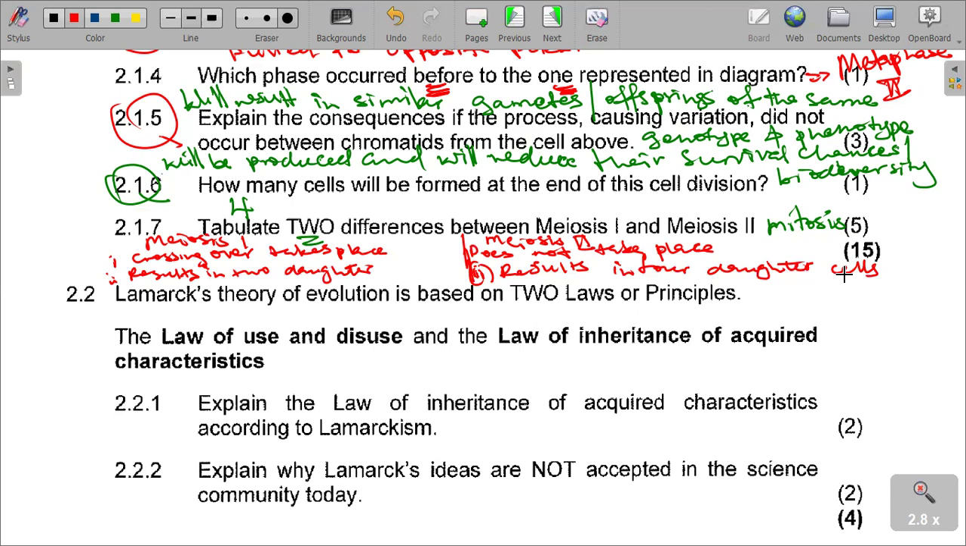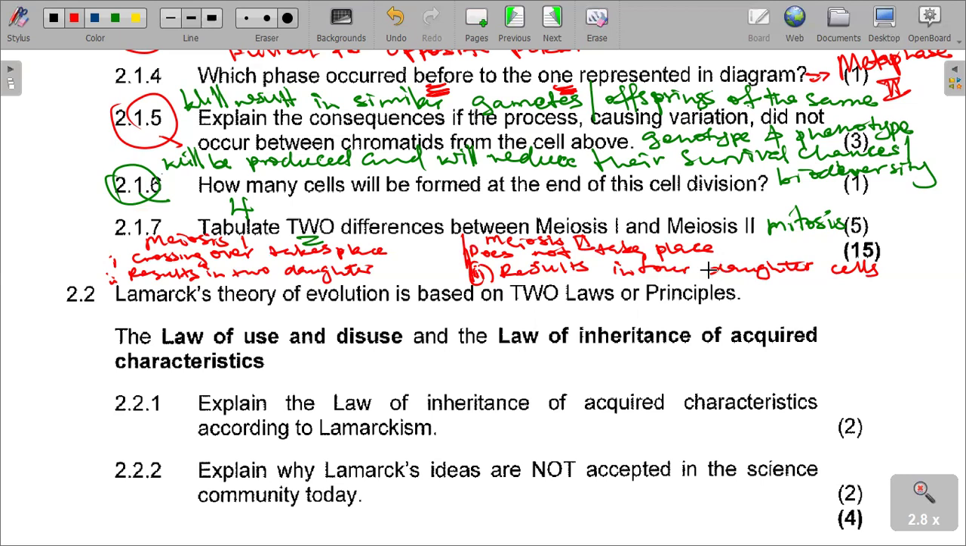And then in meiosis I again, the chromosome number is halved from diploid to haploid. It is divided by half. But in meiosis II, the chromosome number remains the same. The chromosome number remains the same in what? In meiosis II. Those are some of the differences that you can add in regard to the differences between these two processes.